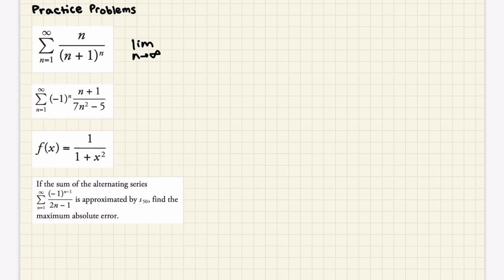Let's try that out. Limit as n approaches infinity of the next term, which is (n plus 1) over (n plus 2) to the power of n plus 1, because n plus 1 plus 1 is n plus 2, times the reciprocal, which is (n plus 1) to the power of n over n. And that's pretty hard to evaluate. But what we do see is an n to the power of n times an n, which means it's approximately n to the power of n plus 1.